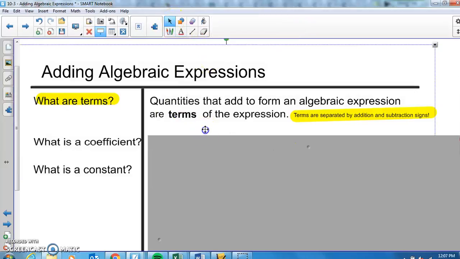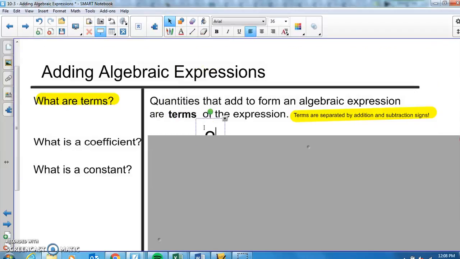So, for instance, if I write the expression 2x plus 6 minus 5, and let me make that a little bit smaller. All right, so I have 2x plus 6 minus 5. This expression has three terms. The reason it has three terms is because if I look at what's separated by my addition and subtraction signs, here's my addition sign, here's a subtraction sign. I have that 2x, the 6, and that 5 separated by addition and subtraction signs. So this expression has three terms.